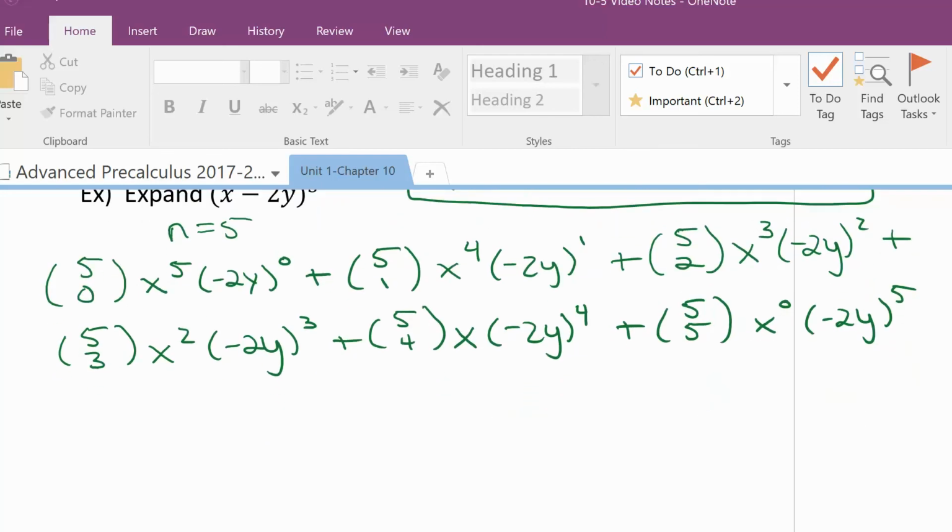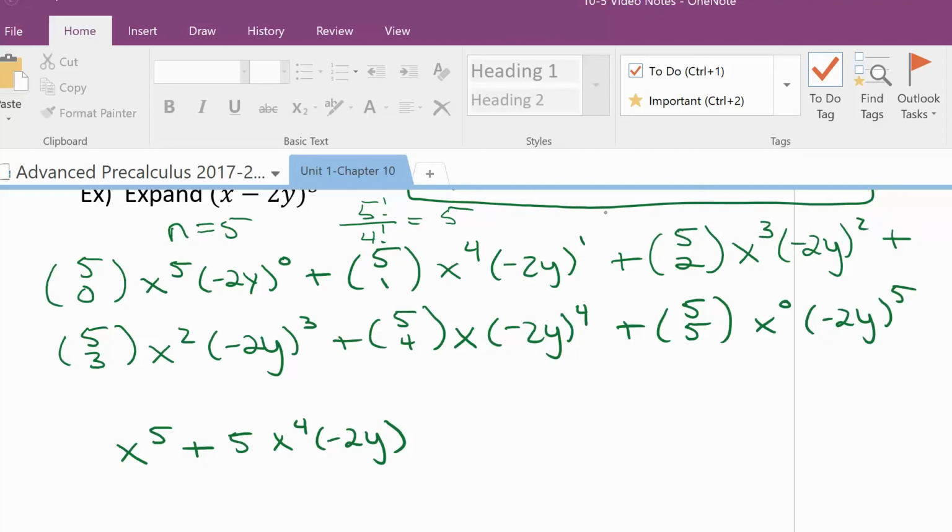So when we do this out, 5 choose 0 is going to be 1, because it's going to be 5 factorial over 5 factorial, which just gives you 1, and negative 2y to the 0 is 1, so it's just going to be x to the fifth, and then 5 choose 1, so that's going to be the same as 5 factorial over 4 factorial, which means it's going to be 5. So it's going to be 5x to the fourth times negative 2y.